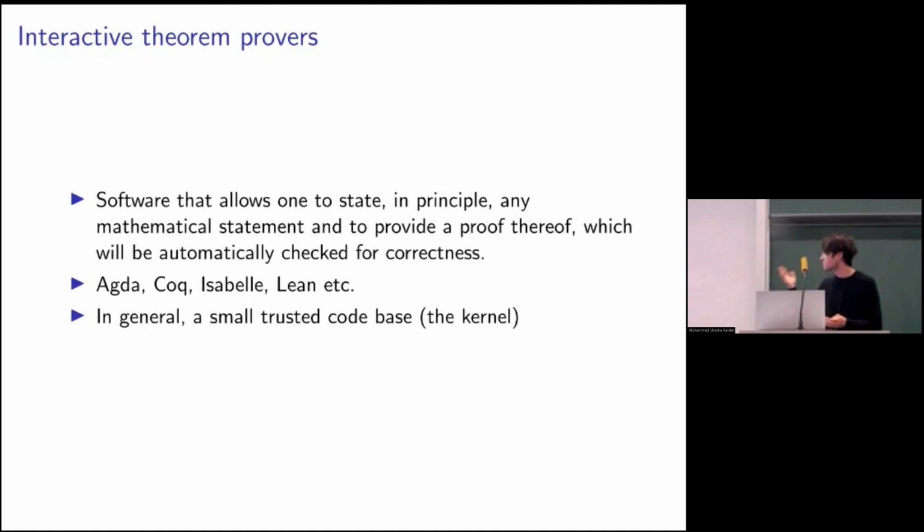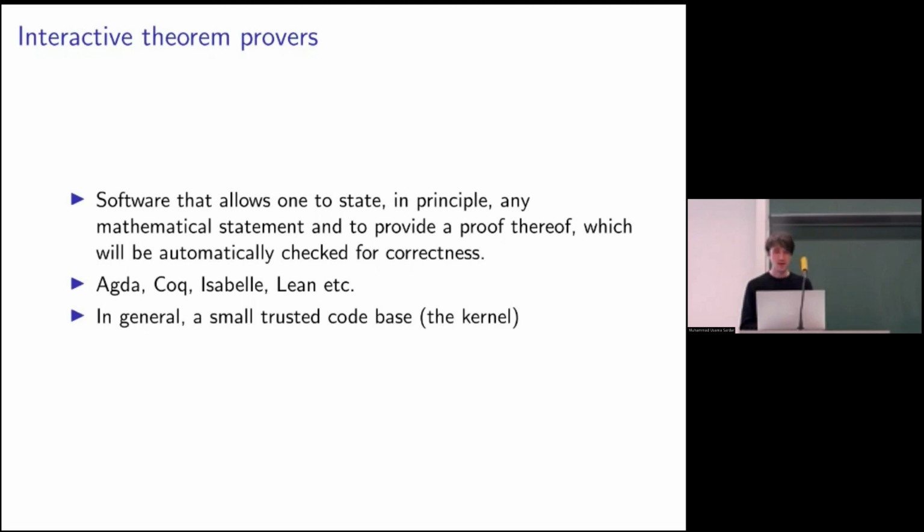To mention some systems, there are Agda, Coq, Isabelle, Lean. We will focus on Lean in this talk. Also other systems, for example, F-star has been mentioned here. F-star is a bit of a different flavor than these systems, I would say.